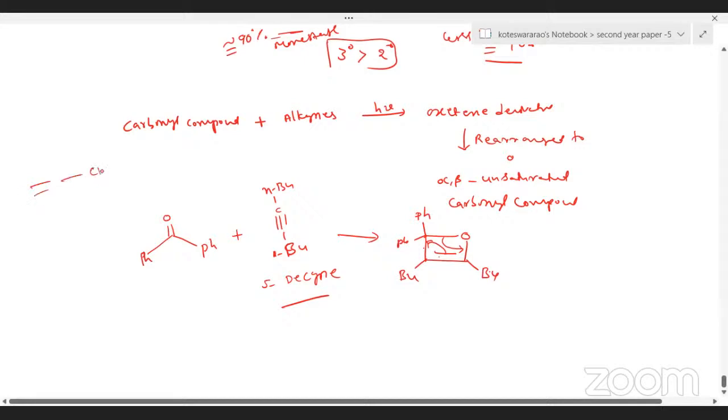Suppose H2C double bond CH, this type of arrangement is there. So this type of arrangement is there. For example, this one.